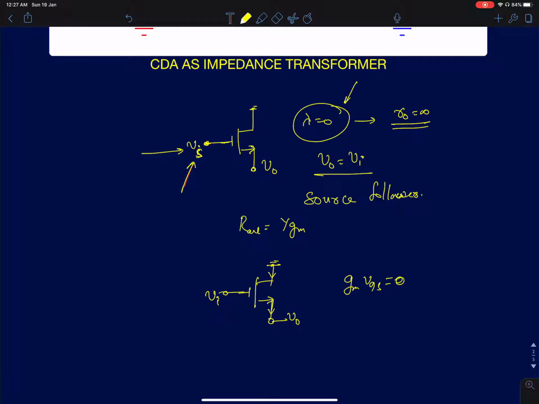Since we have biased it with a finite current, of course, this device is being biased. So every device which has to operate as an amplifier has to be biased in the saturation region with a finite bias current. Your GM cannot be 0, which means the only variable is VGS has to be 0. If VGS is 0, it means that your gate potential is equal to the source potential. VG minus VS is 0 or VG equals VS.